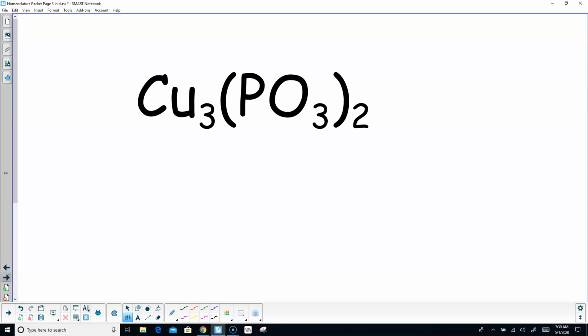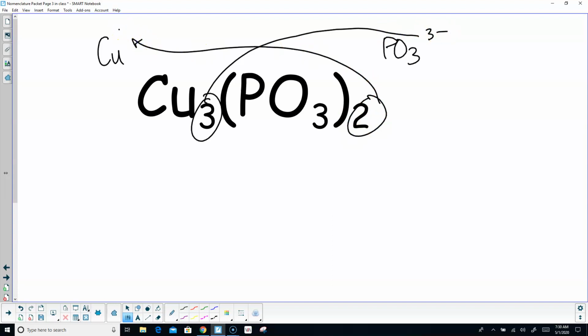Okay, here we have copper, and copper does have more than one charge, so we're going to have to unzip this guy. Put copper here, and then that PO3 is one thing. This number 3 goes up above here. This number 2 goes over here. And so PO3 is phosphite. Its charge is 3 minus. So we're going to name this copper, and then its charge is 2, phosphite.